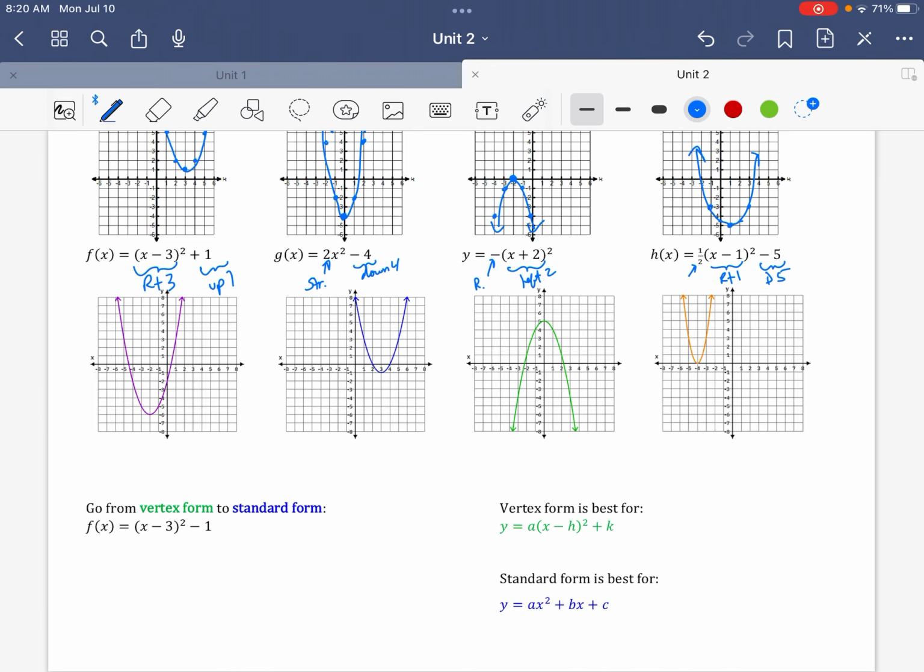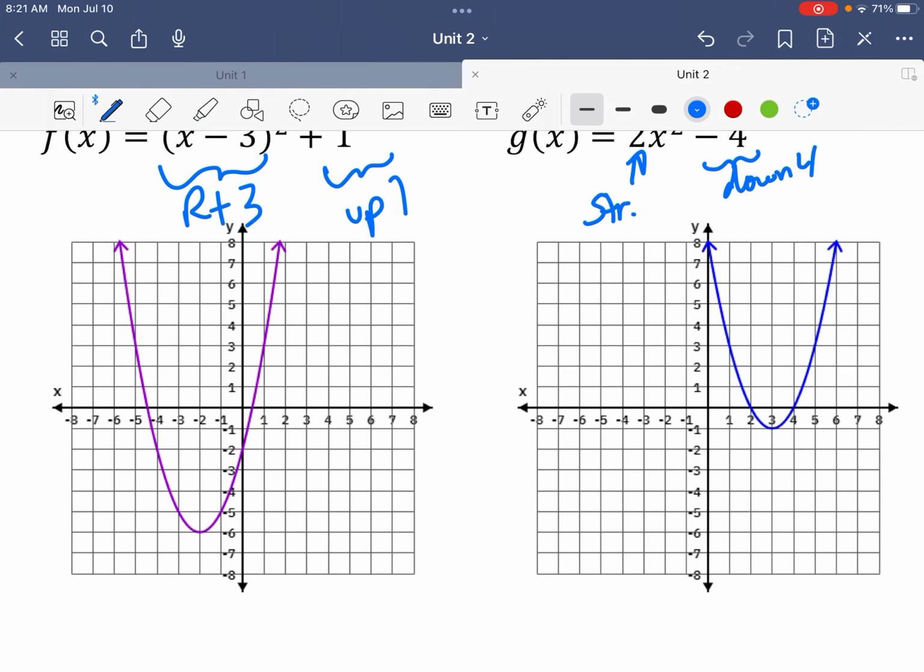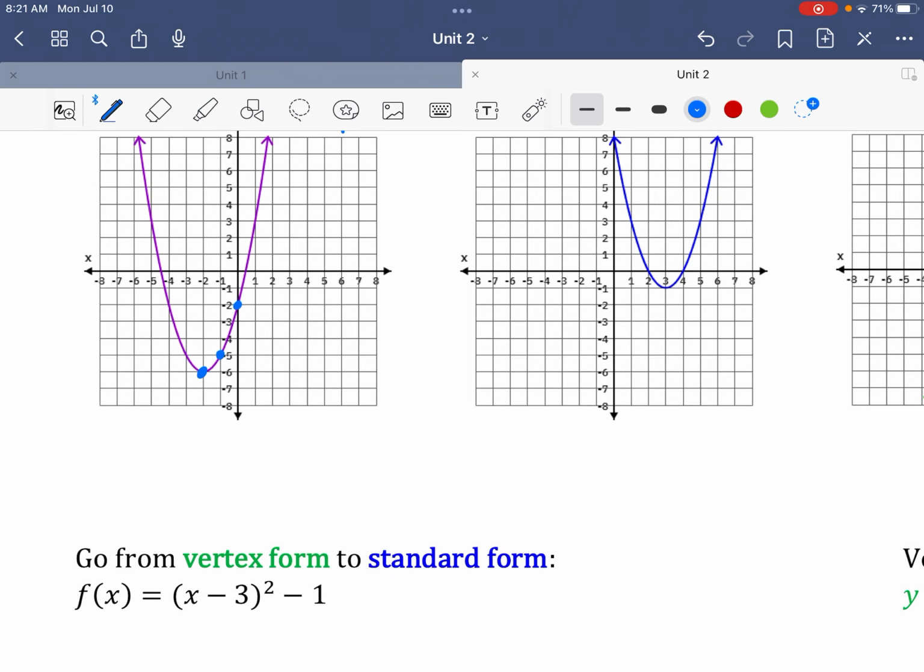So first I'm going to check and see if there's been a dilation, right? So here's my vertex. I see 1, 1, I see 2, 4. Okay, so no dilation. Okay, so good. So all I have to do is be able to track this movement. It went left 2 and down 6. Okay, so let's write an equation. Left 2 would be x plus 2 squared. That gets me left 2 and down 6.